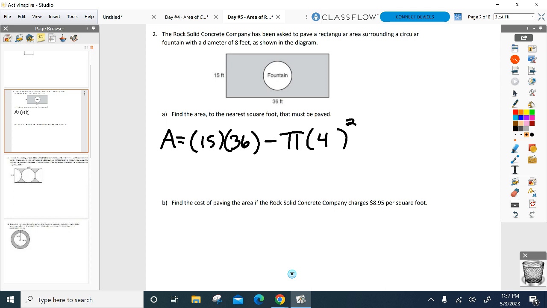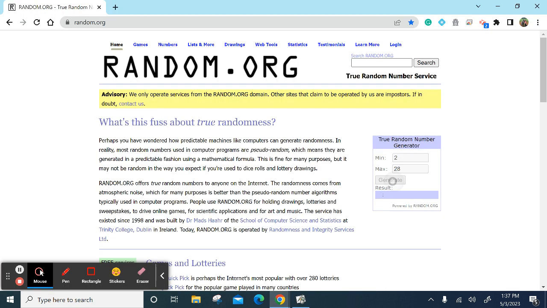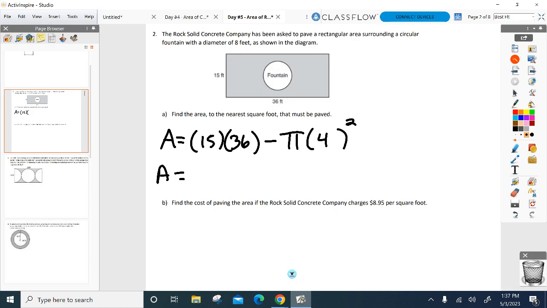Okay, so that's how I'm going to find the area of what I need to pave. And directions say nearest square foot. Go ahead, type away. 15 times 36 minus 16 pi. When you're ready, nearest square foot, 16. 490 square feet. Good.